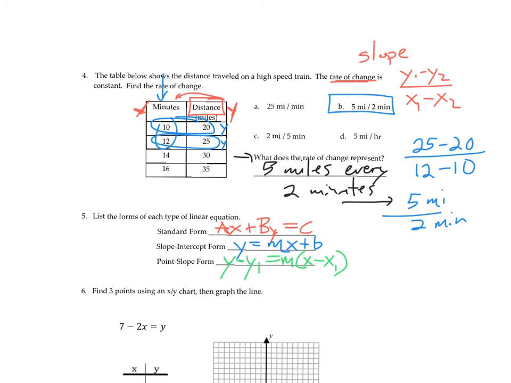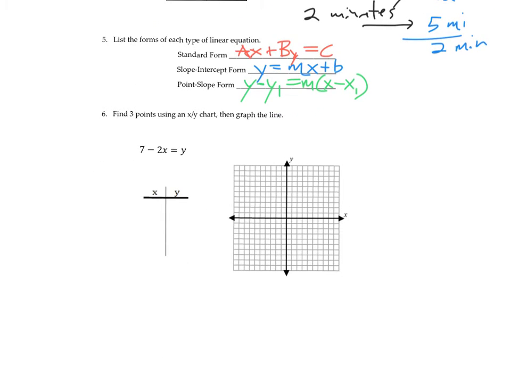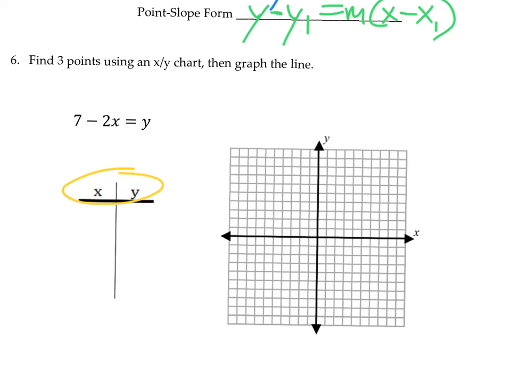Actually, we are done with that. Problem 6. Just a reminder, you never really have to use a certain form. You can always go to the trusty XY chart and look for XY pairs that work in your equation. So that's kind of what it asks you to do on this problem. You get to pick the x values, so I'm going to go easy here and do 0, 1, and 2.